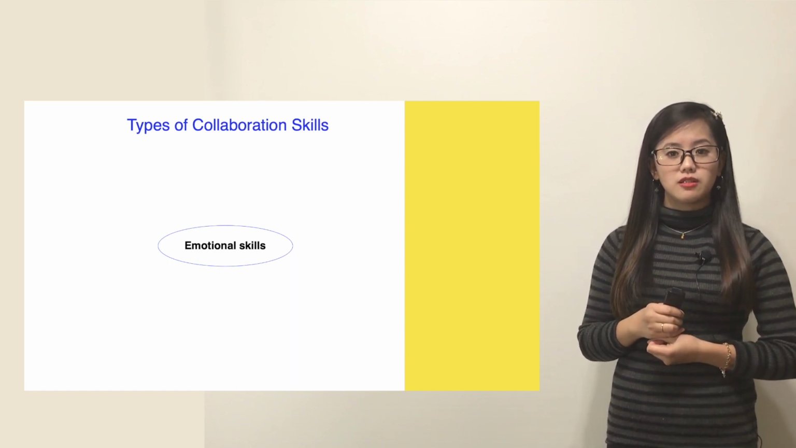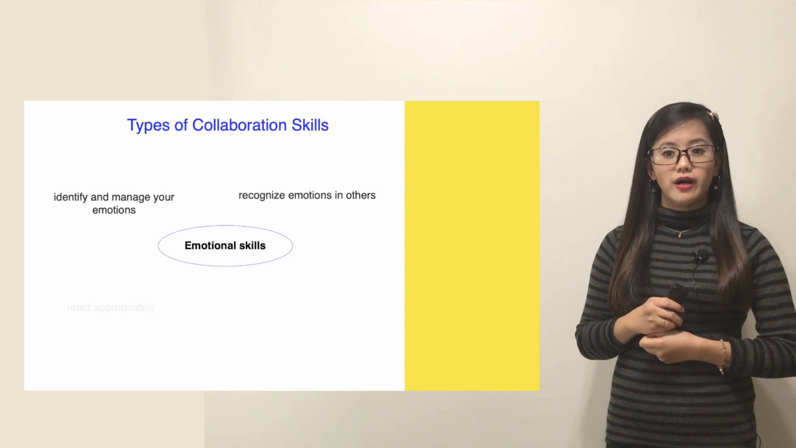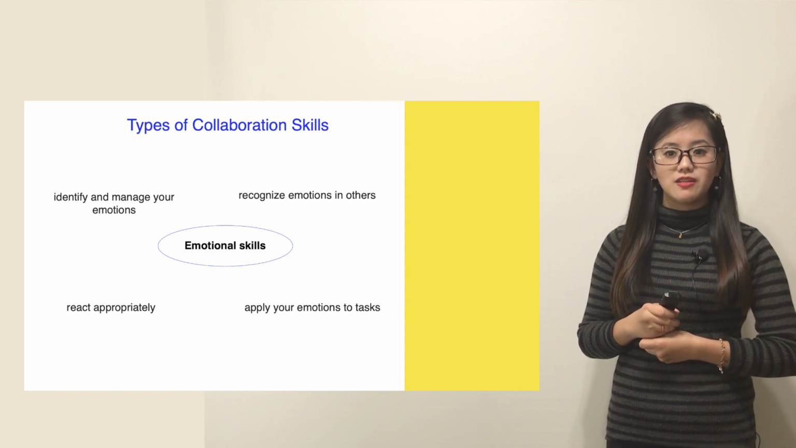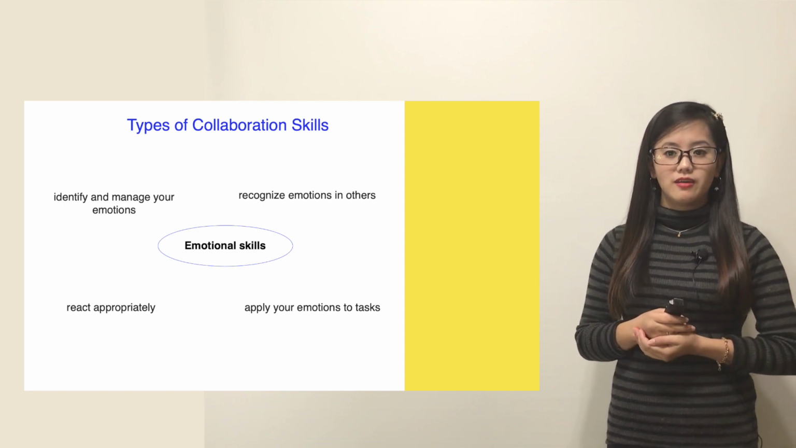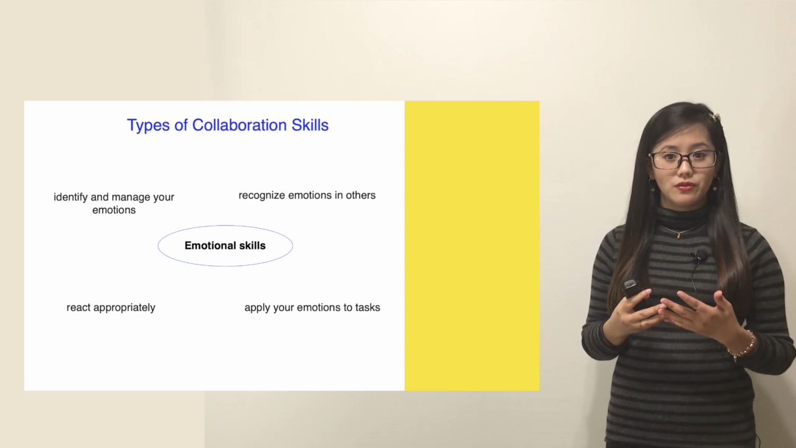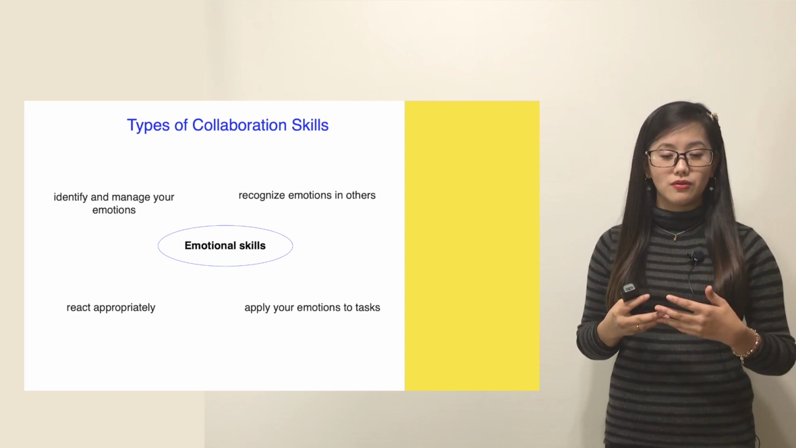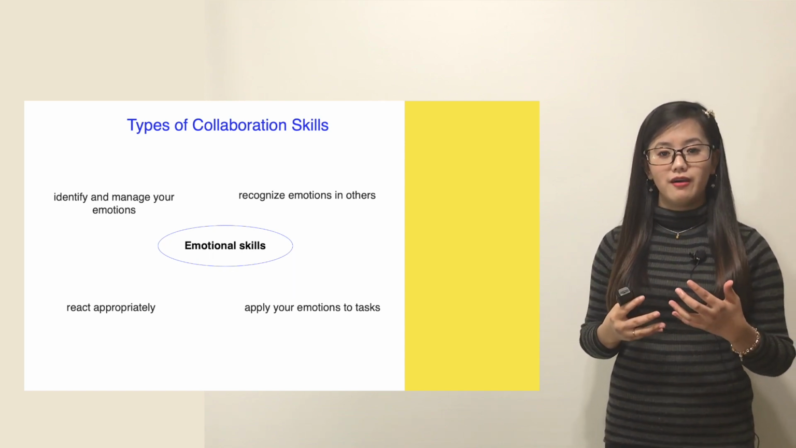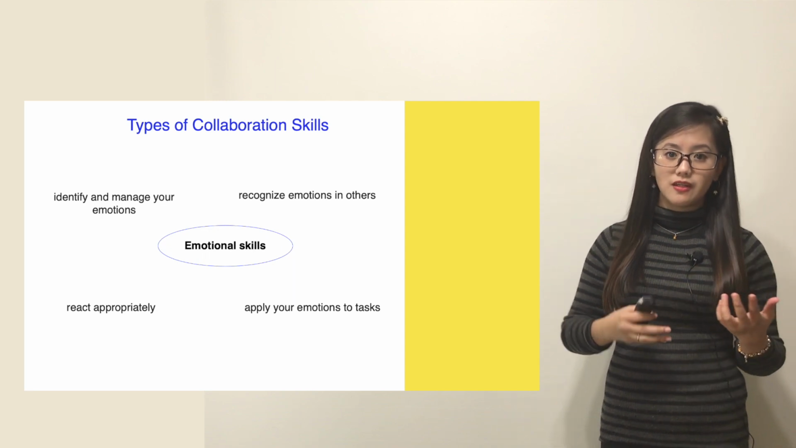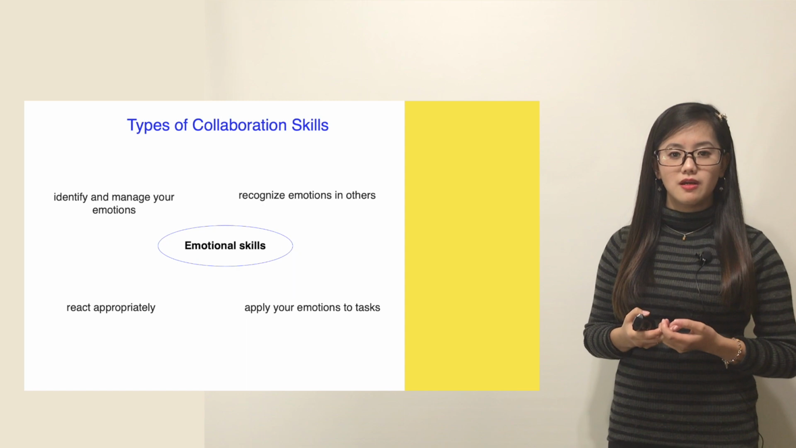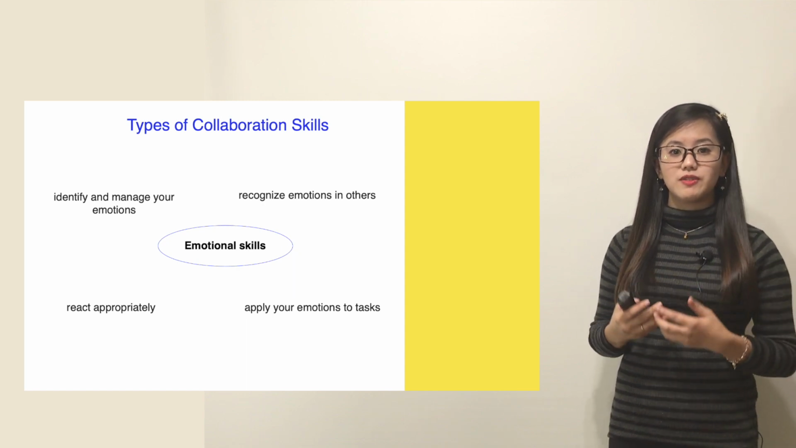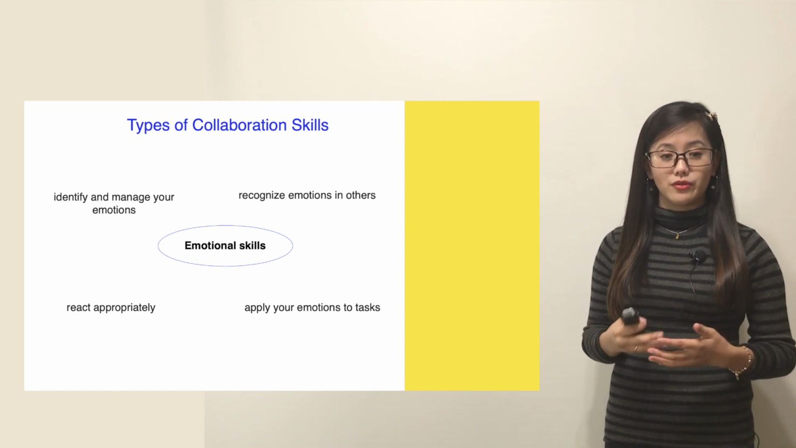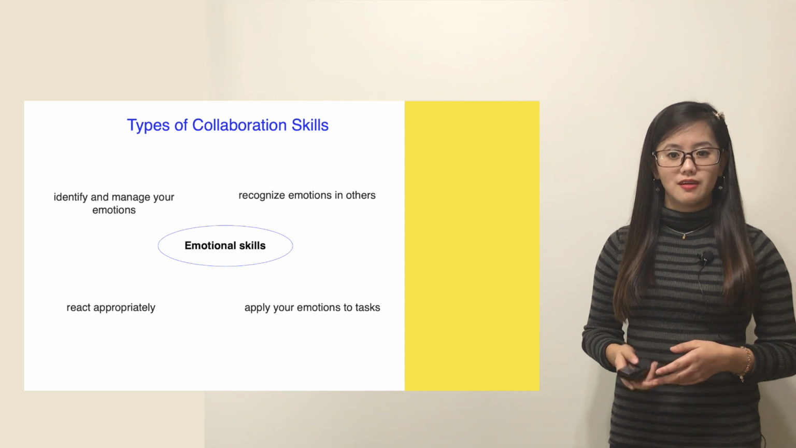Emotional intelligence is the ability to identify and manage your emotions, recognize the emotions of others, and react appropriately. Also, to apply your emotion to the task that you are given. So these two things that I have mentioned to you, communication skill and emotional intelligence, are just aspects or types of collaboration skills that we should also develop in our students.